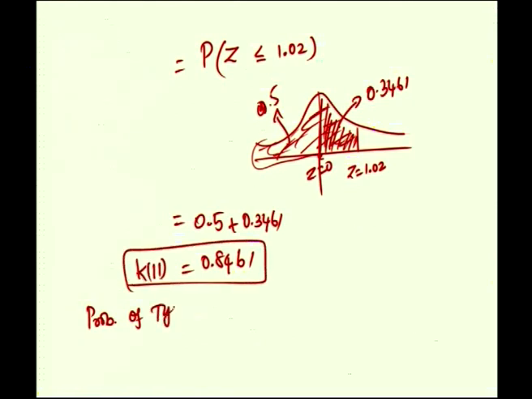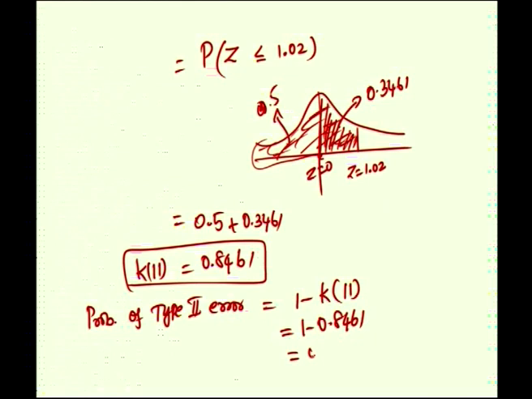Probability of type 2 error is 1 minus k of 11, which is equal to 1 minus 0.8461, which is equal to 0.1539. This is the probability of type 2 error, which is also asked to compute.